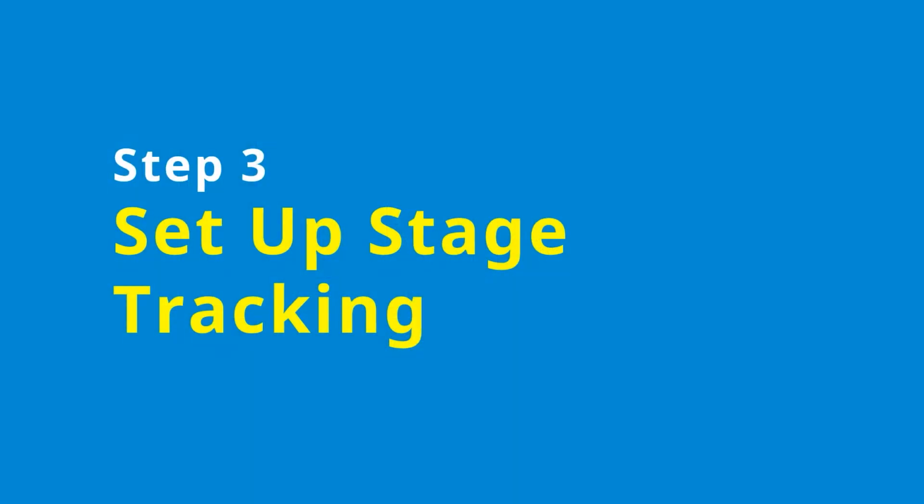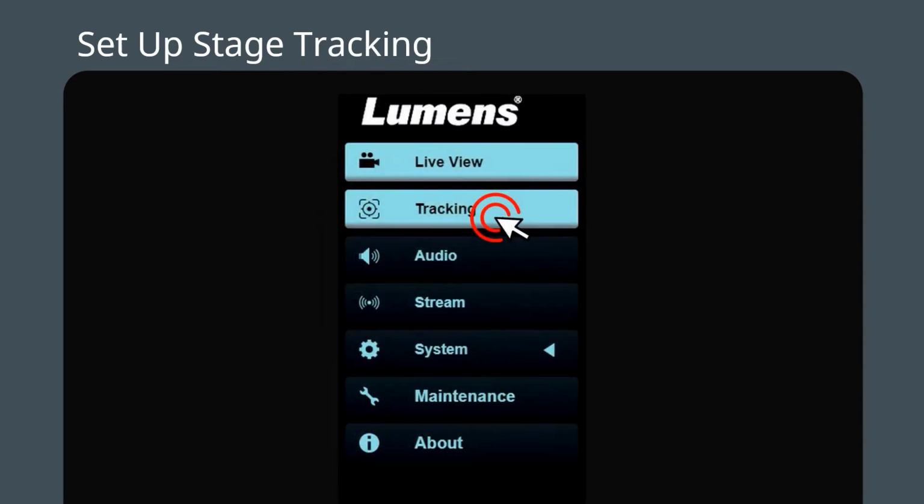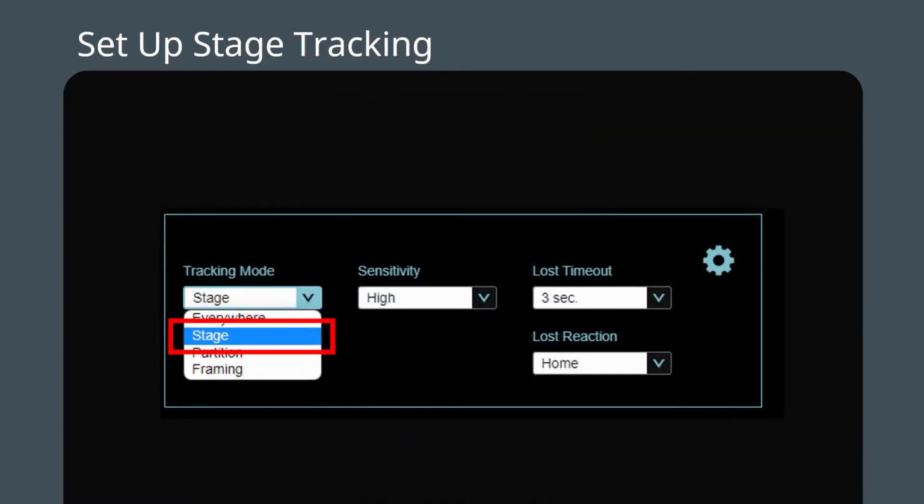Step 3. Now let's set up stage tracking. Log into the camera using the web interface. Click the Tracking tab to configure the camera. Now select Stage Mode, and click the Settings icon to access the advanced settings.